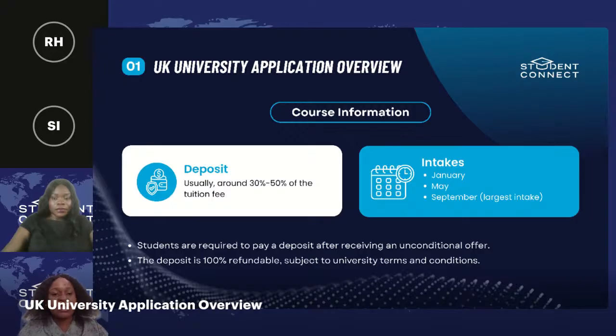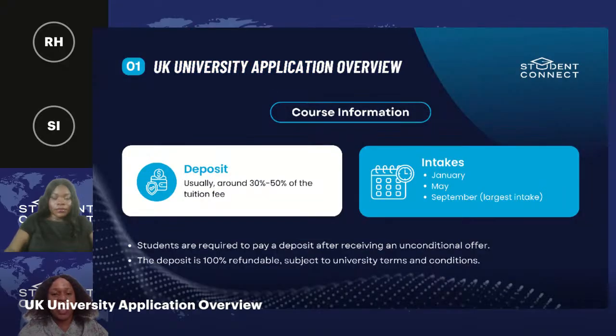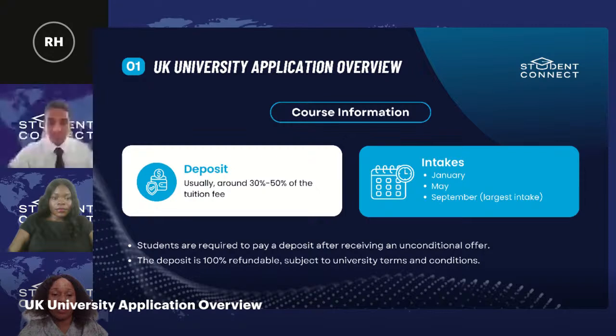So students are required to pay a deposit after receiving an offer. Yes, you are required to pay a deposit after receiving an unconditional offer to confirm your place. Kindly note that your deposit is 100% refundable, subject to university terms and conditions. I get this question a lot from students, that is, is my deposit refundable? Yes, your deposit is 100% refundable, subject to the university terms and conditions. Next slide, please.